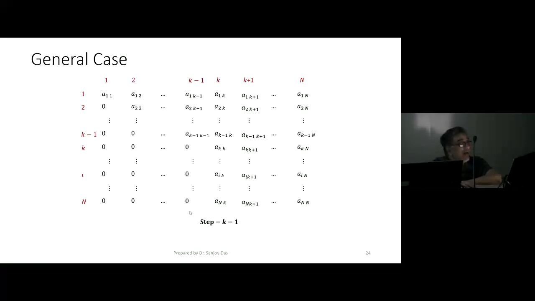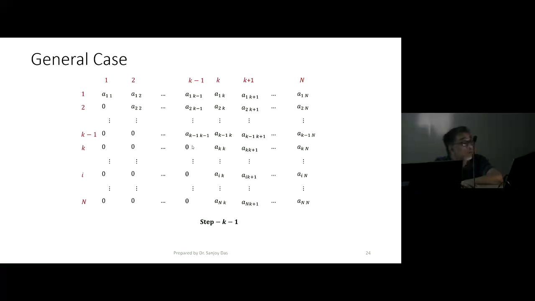Step k, I eliminated this. Okay, sorry, this is step k minus 1, right after step k minus 1. And then this is step k. So in step k, what did I do? This is step k minus 1, just the one before my general step k. So what's happening here? These elements are getting zeroed out, correct?